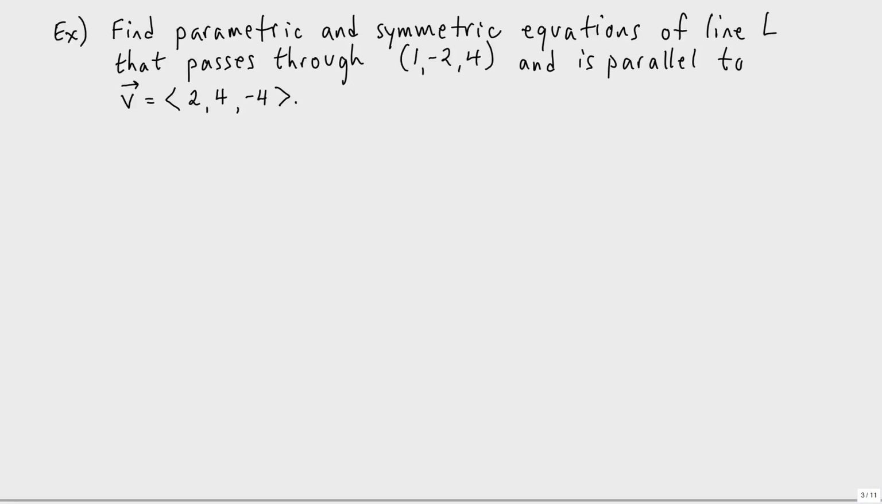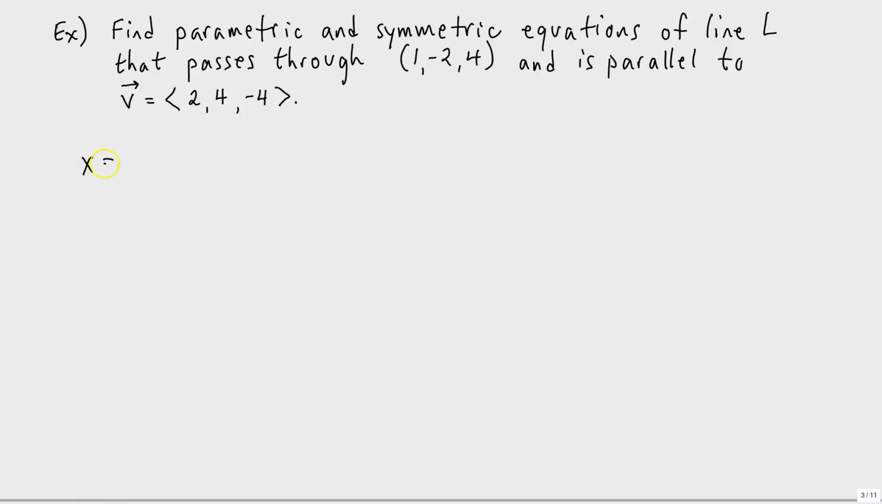Alright, so let's give this a whirl. Let's find parametric and symmetric equations of line L that passes through (1, -2, 4) and is parallel to (2, 4, -4). So this is the point that we want to be on our line, and this is the vector that's going to orient our line in 3 dimensions.